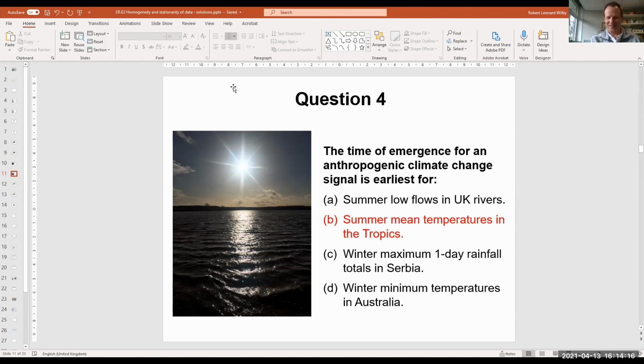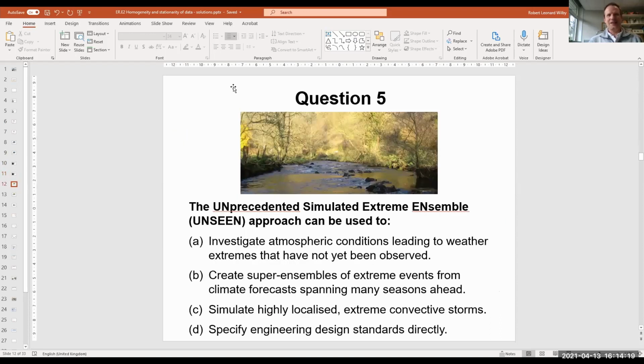Let's see how you do on the last question. The unprecedented simulated extremes ensemble, or UNSEEN, approach can be used to: A, investigate atmospheric conditions leading to weather extremes that have not yet been observed; B, create super ensembles of extreme events from climate forecasts spanning many seasons ahead; C, simulate highly localized extreme convective storms; D, specify engineering standards directly. Which is true?